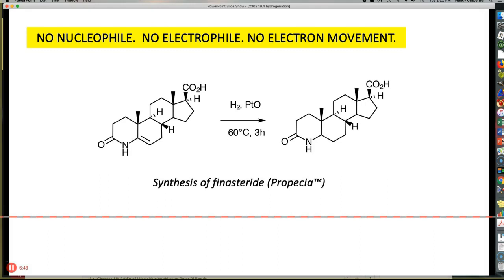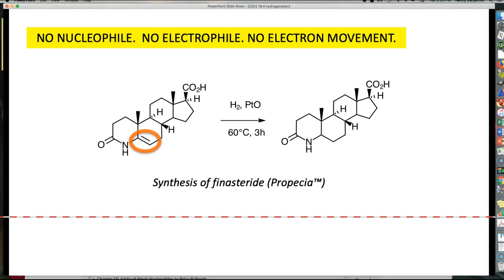So here is the synthesis of Propecia, where we just took out that double bond right there and added 2 hydrogens. And I'm not going to take a guess on whether both hydrogens are up or both hydrogens are down, but they will definitely be added to the same side of the alkene.